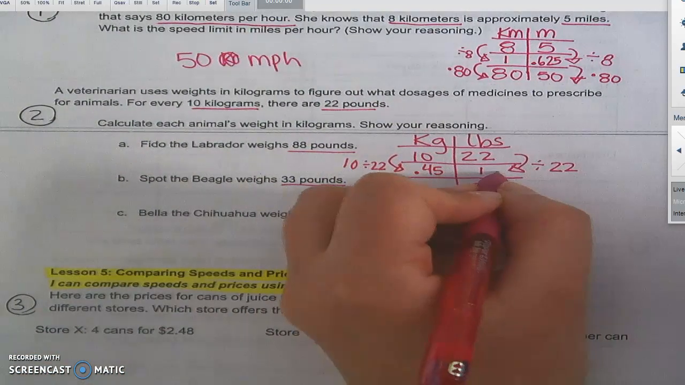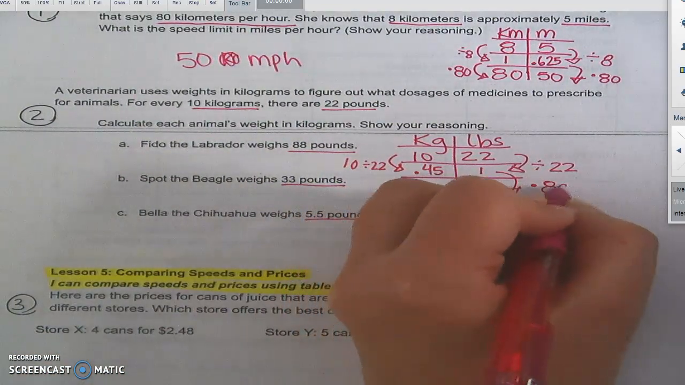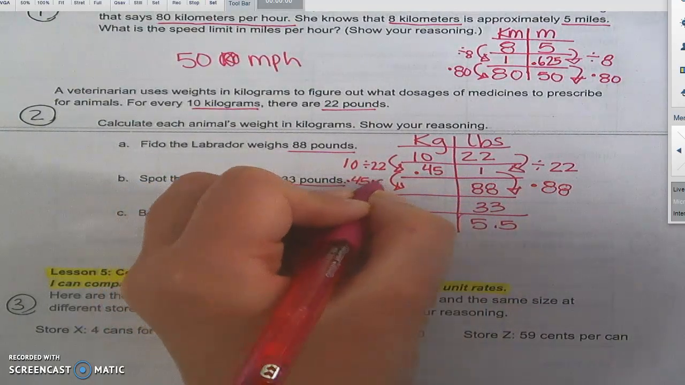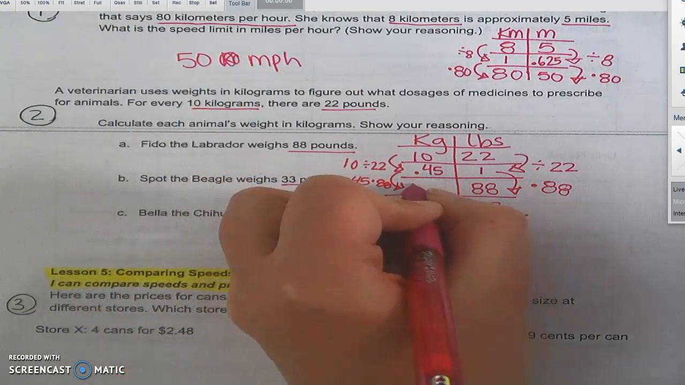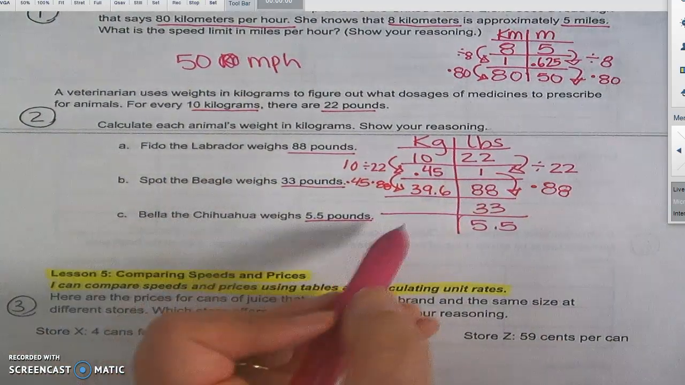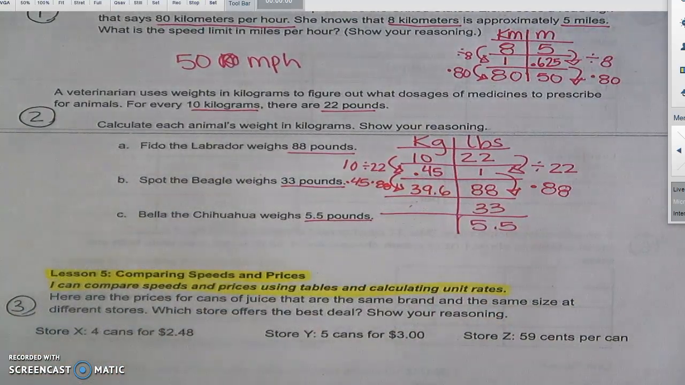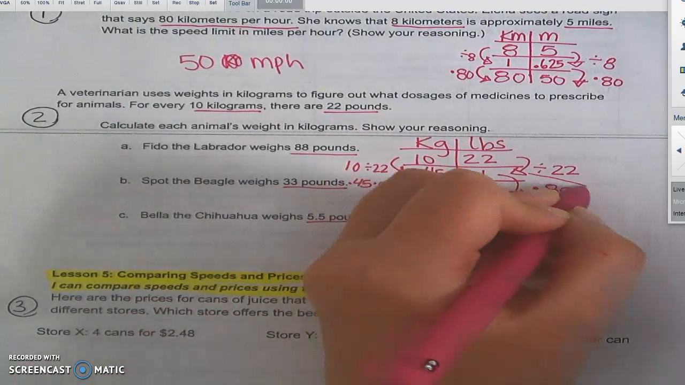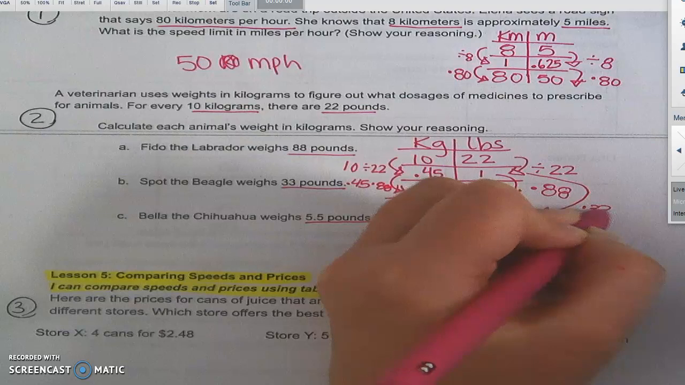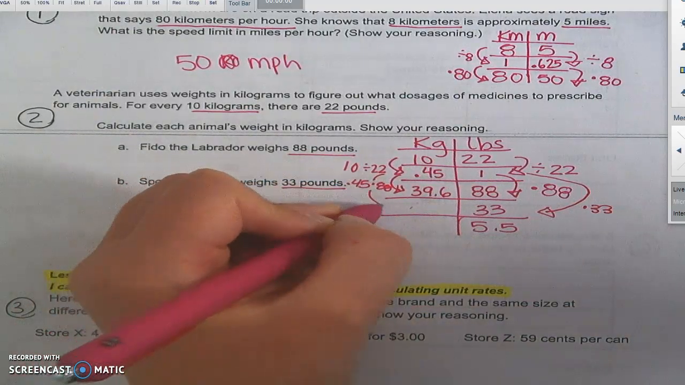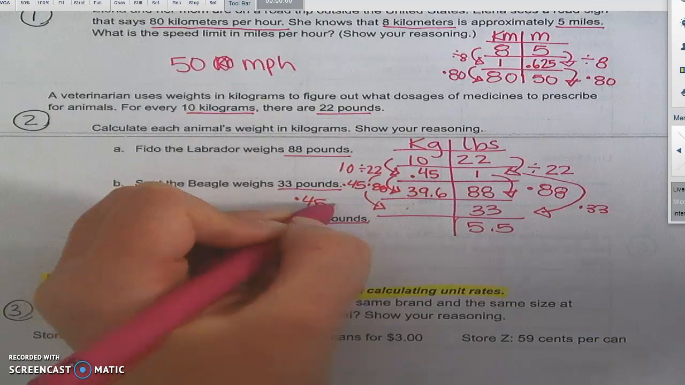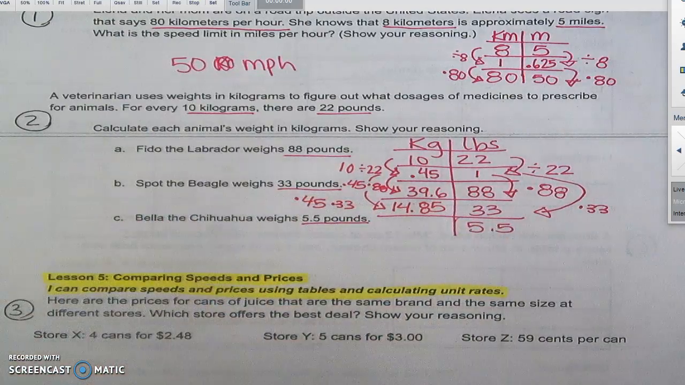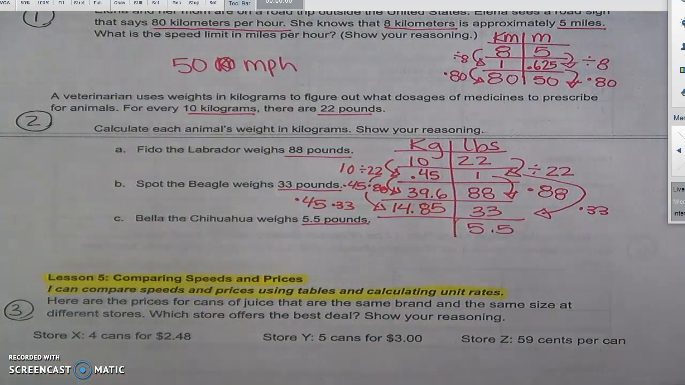So then I'm at 1. I want to get up to 88, so I need to do times 88. And on this side, I need to do 0.45 times 88, and it gives me 39.6. If you did it a different way, you might get exactly 40. Either one's fine. Then I have 33 pounds, so I'm going to go from 1 again. I'm going to go 1 times 33 gives me 33, and 0.45 times 33 gives me 14.85. If you did a different way, you might get exactly 15, and that's fine.